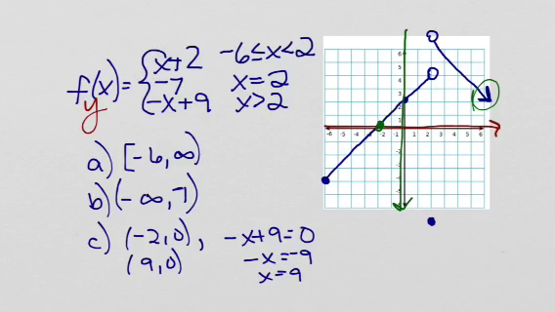My y-intercept is when my graph crosses the y-axis. So my y-intercept is at 0, 2.